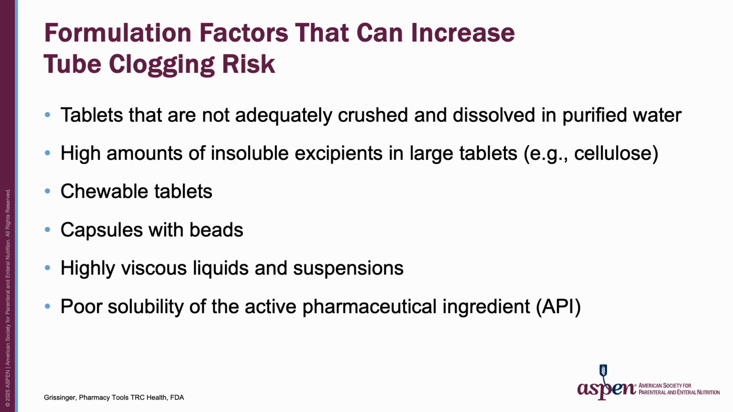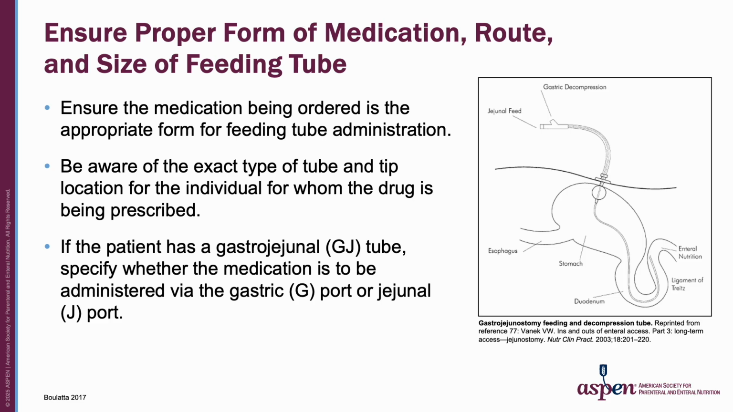Poor solubility of the active pharmaceutical ingredients. The slurry of a crushed but insoluble mixture increases tube clogging risk. For example, magnesium oxide tablets can be crushed, but they are not soluble in water. Ensure proper form of medications being ordered. Ensure the medication being ordered is the appropriate form for feeding tube administration by the intended routes. Beware of the exact type of tube and tip location for the individual for whom the drug is being prescribed.